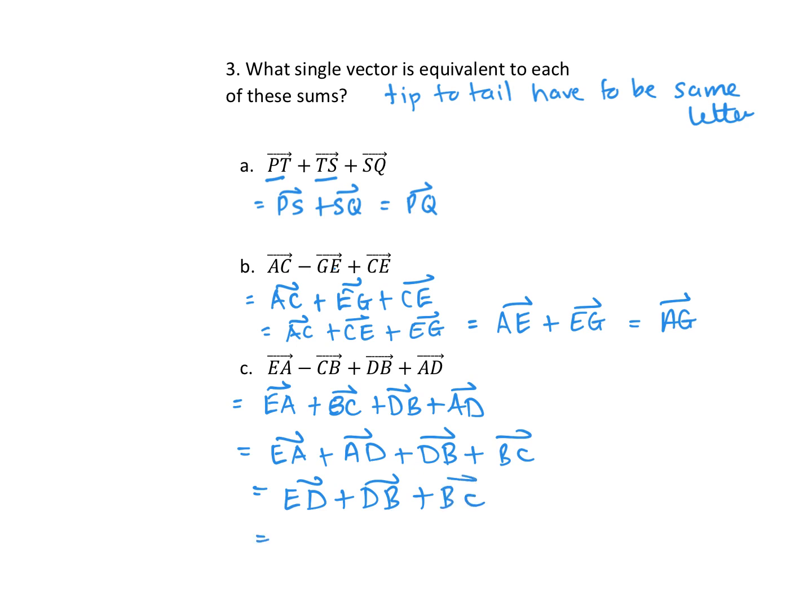And then E to D plus D to B, again, ends in D, starts with D, so I can add that, so that would be E to B. And then finally, E to B plus B to C would be E to C.